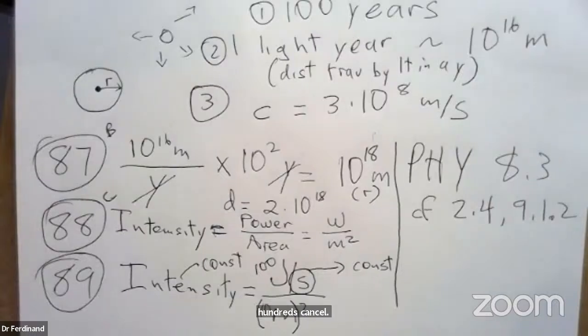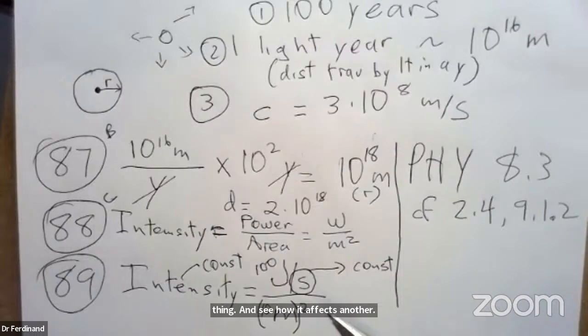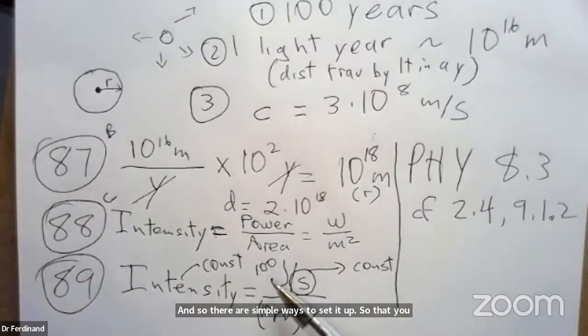So will intensity be on the next exam? It's possible, but it is very likely that there's going to be some law that has either an inverse square, direct square, or logarithmic relationship, and they're going to ask you to change one thing and see how it affects another. There are simple ways to set it up so that you can see, if I alter this, how can I alter the other thing to make sure that the overall equation is the same?